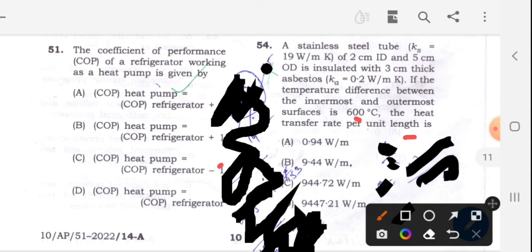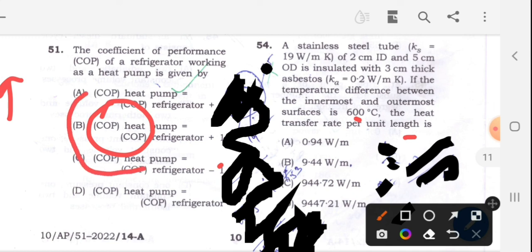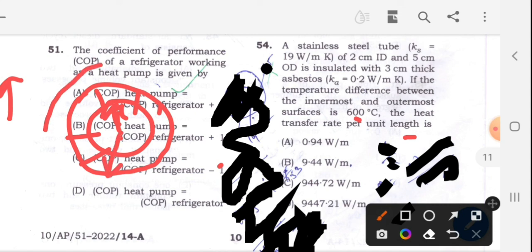It's a very easy question. You just have to know the formula to solve it. It's a cylindrical problem. Here is the stainless steel tube: you have to know the inner radius, then the outer radius, then the thickness of the asbestos insulator, so you have to know the radius of that insulator. Then just put all the values in the formula.